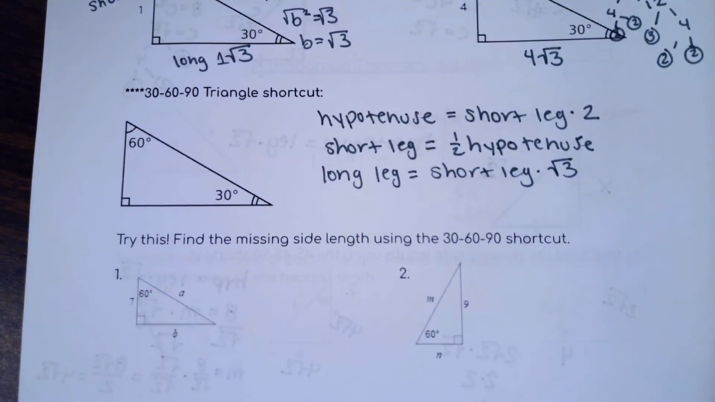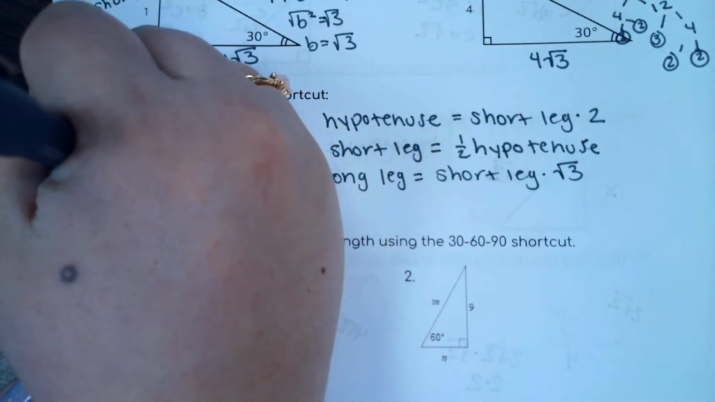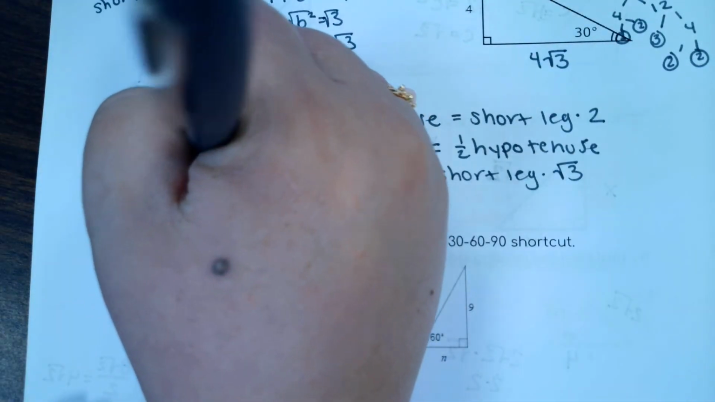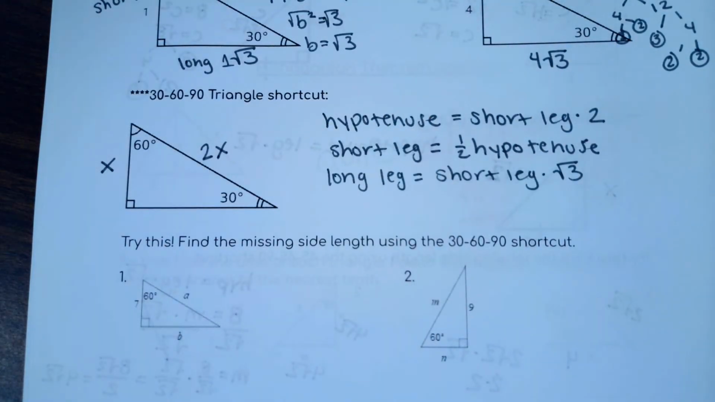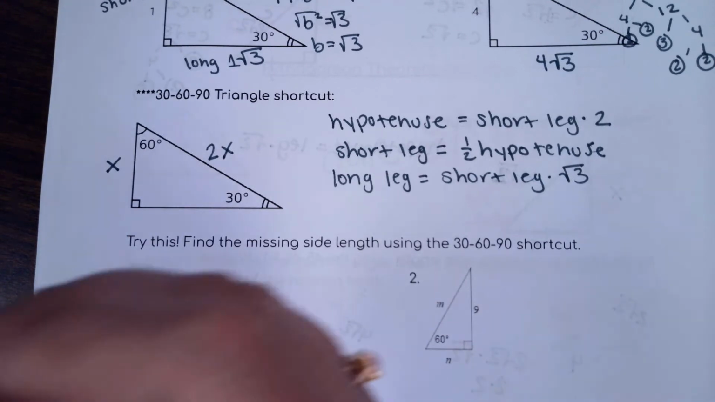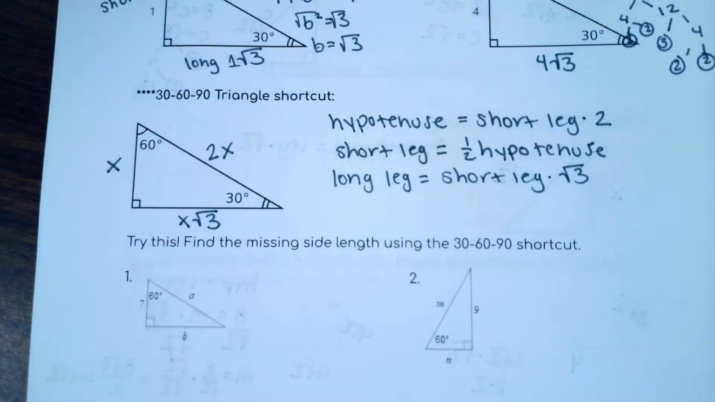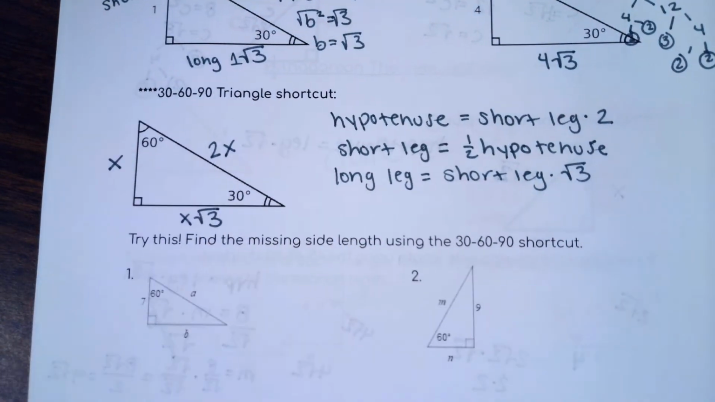So if we use variables here, I'm going to call x our short side, because that's what all the other sides are based off of. So that means the hypotenuse is going to be 2 times x, right? And the long leg is x times the square root of 3. So that's our shortcut that we can use instead of the Pythagorean theorem.